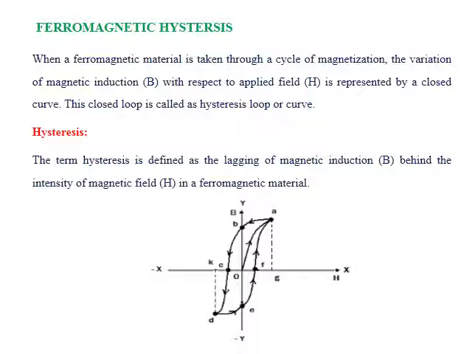To plot this hysteresis curve, we take magnetic field intensity H on the x-axis and magnetic induction B on the y-axis. As a reminder, this is the representation of the variation of magnetic induction with respect to the applied external magnetic field intensity H. Let us start at the point O, where both H and B are 0, that is, magnetic field intensity and magnetic induction are 0.